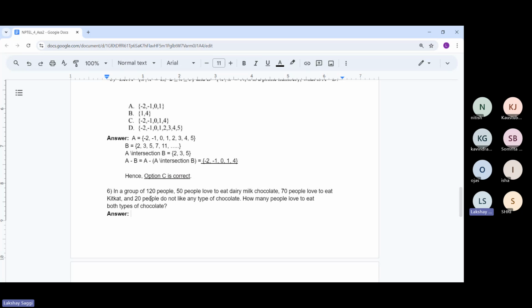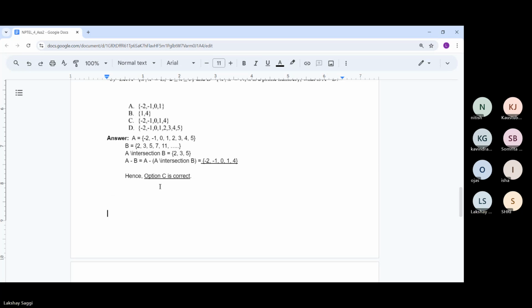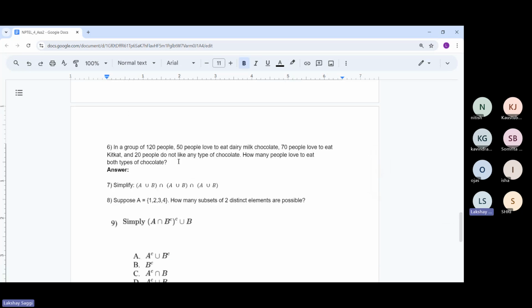So the next question says that in a group of 120 people, okay, maybe I should first move the question to the next page. In a group of 120 people, 50 people love to eat dairy milk, 70 people love to eat Kit Kat, and 20 people do not like any of these. And now we have to find out how many love to eat both type of chocolates. So this may seem like a normal question, just a word problem, but we'll convert it to a problem related to set theory itself. And how do we do this?